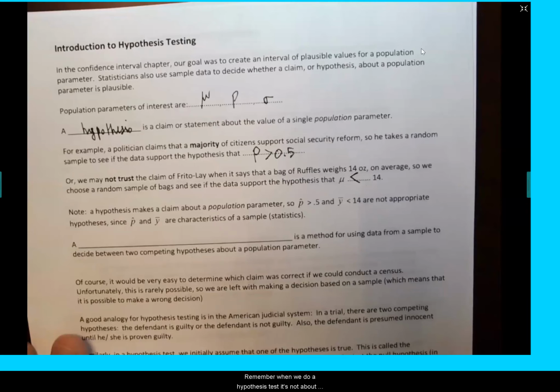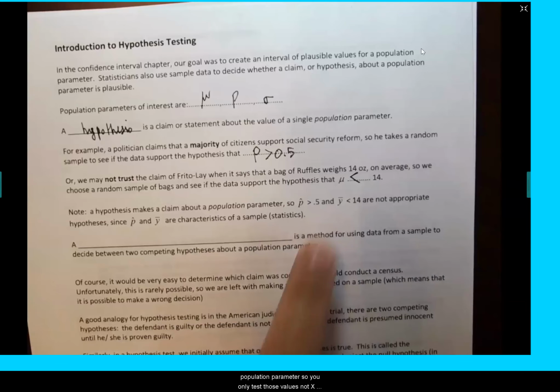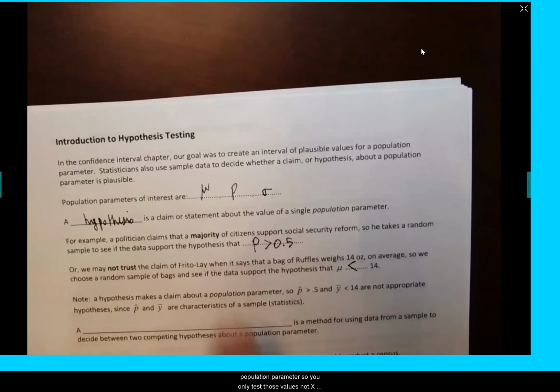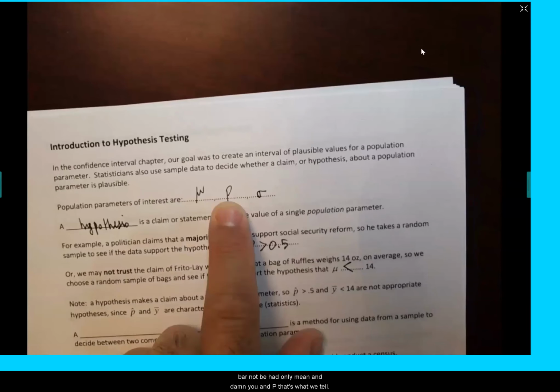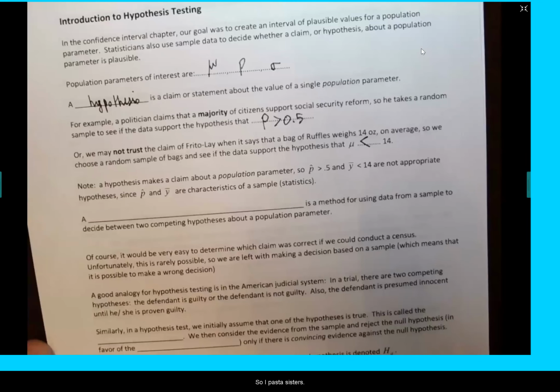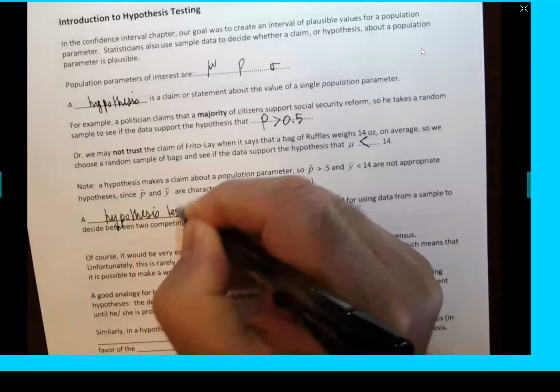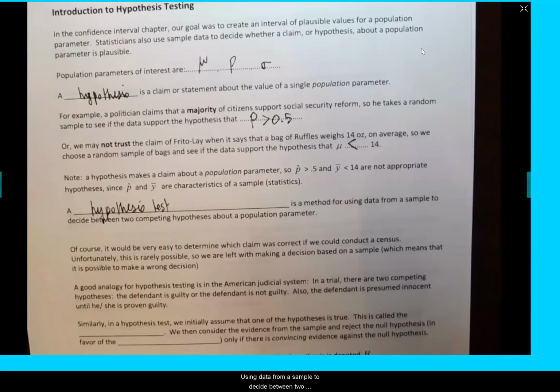Remember, when we do a hypothesis test, it's not about just the sample mean. It's about the population parameter. So you only test those values, not X bar, not P hat, only mean and P, mu and P. That's what we test here. So a hypothesis test is a method using data from a sample to decide between two competing hypotheses.